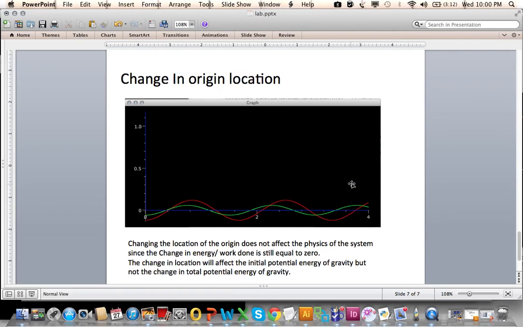The only thing it affects is the initial potential energy of gravity, since the formula is mass times gravity times height. But it does not change the total change in potential energy of gravity.